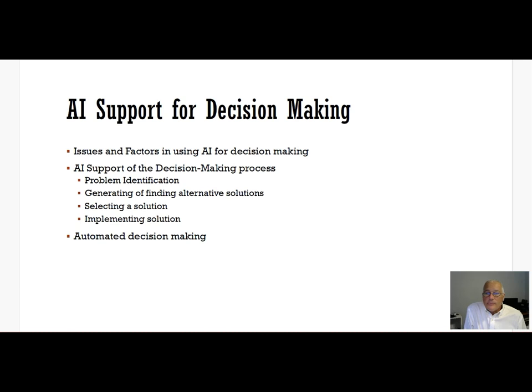Today, various AI supports the decision-making process. Problem identification makes it easier to find, generating and finding alternative solutions, selecting the solution. After it finds it, we can select it, and then we can implement it. So this is just the process of what AI in the decision-making process does for us. It allows us to build what we need.